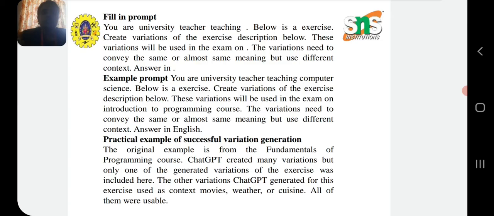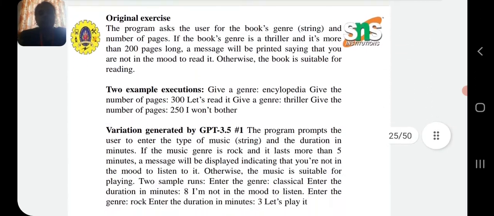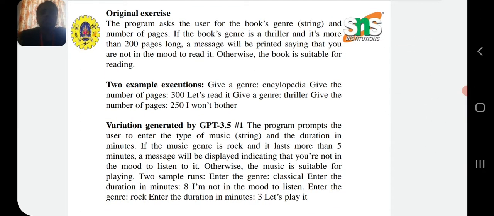Answer in English. Here is a practical example of successful variation generation. The original example is from the fundamentals of programming course. ChatGPT created many variations, but only one of the generated variations of the exercise was included here. Other variations ChatGPT generated for this exercise used as context movies, weather or cuisine. All of them were useful. Original exercise: the program asks the user for the book's genre, a string, and the number of pages. If the book's genre is thriller and it is more than 200 pages long, a message is printed saying that you are not in the mood to read it. Otherwise, the book is suitable for reading.